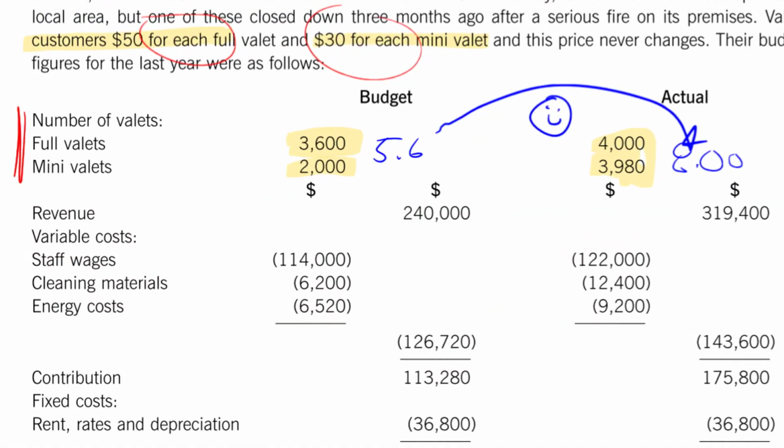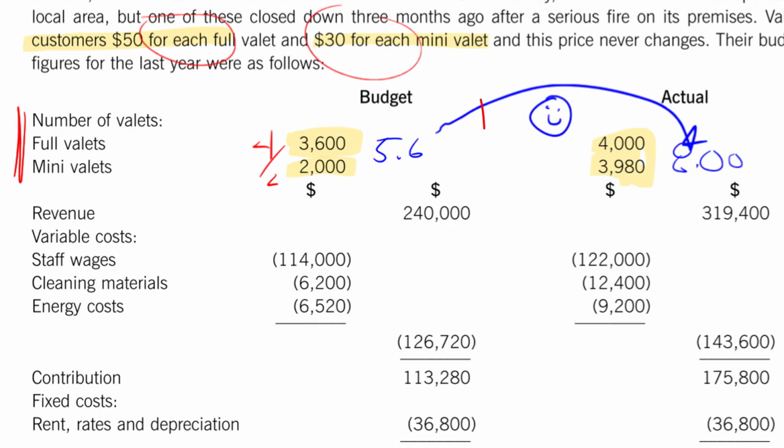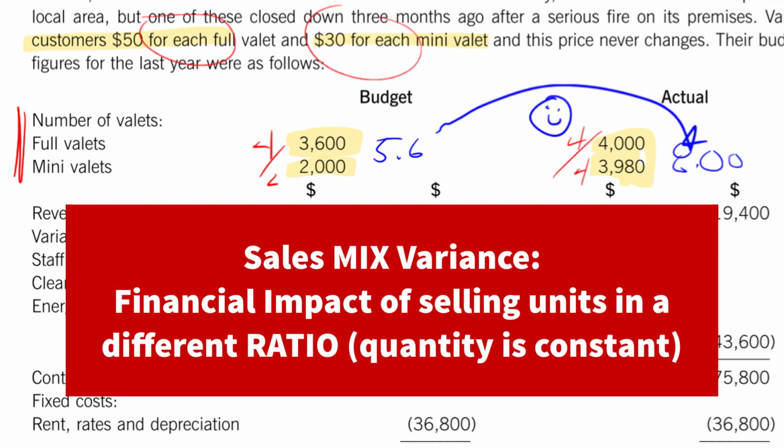Now, the mix variance, that tells us if we sold in the budgeted ratio. And let's go to the budget. We were planning to sell 3.6 to 2, right? That's almost 4 to 2, that's 2 to 1. But look at this. We actually sold 4 almost to 4. So that's 1 to 1. We sold a greater percentage of the mini valets. So that's going to drive the mix variance.